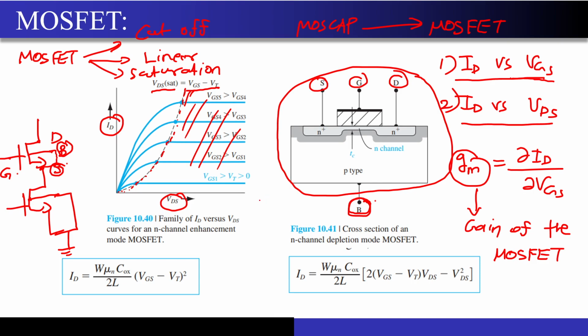I won't go into a lot of circuit details, but I just told you about this term GM over here, right? This GM is nothing but ∂ID/∂VGS, right? And similarly, you can also write one more term, GMB, which is ∂ID divided by ∂VSB, right?